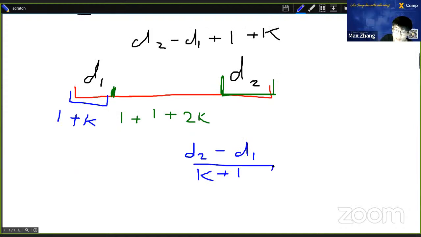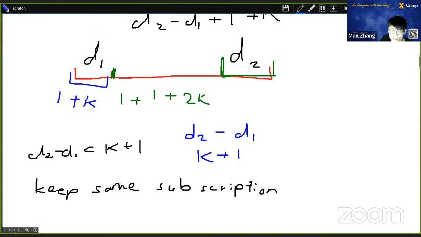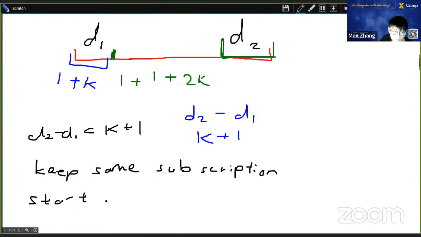And so now when we look at these two quantities, this is how much we add to our total cost, depending on which choice we make. Then we just make a greedy choice. If D2 minus D1 is less than K plus 1, then it is greedily optimal to keep the same subscription, like extend the subscription. Otherwise, we start a new subscription. So essentially, we're just adding the minimum of D2 minus D1 and K plus 1 to our answer.